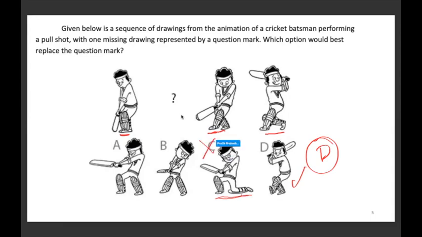It's not possible. This part where your legs are stretched apart, and then again you're crossing over, it's a very difficult position to have abruptly in a sequence drawing. So both will be wrong, and D will be the one which is correct. Okay, we'll move to the next one.